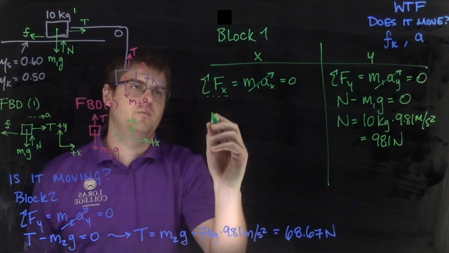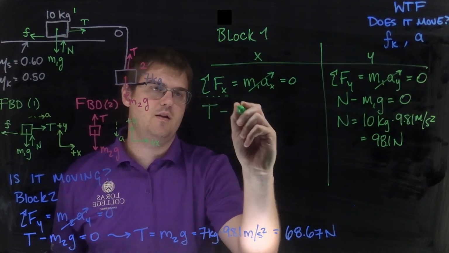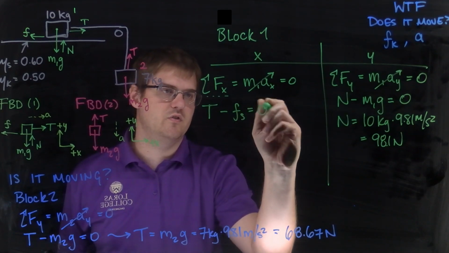So in this case, the sum of forces in the x is going to be positive tension minus my force of static friction, equal to 0.